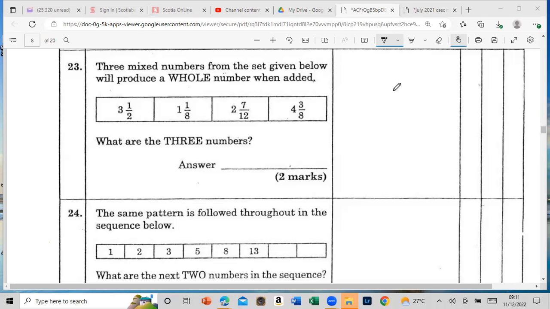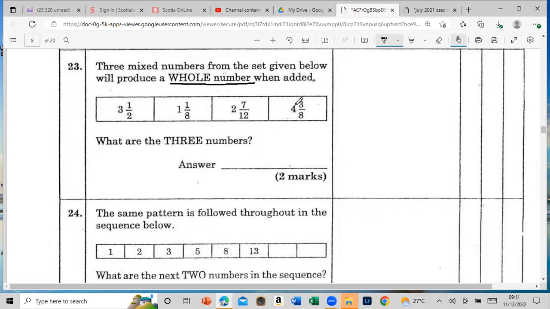Which 3, guys? Which would it be? You look at them very carefully. You inspect the numbers. 3.5, 1 and 1/8, 2 and 7/12, and 4 and 3/8. Which 3 could we add to give us a whole number? You guys know what a whole number is, right? What's a whole number? A number without a proper fraction. Yes, sir. Just a number by itself, right? No fraction. Basically, that's what they're asking.